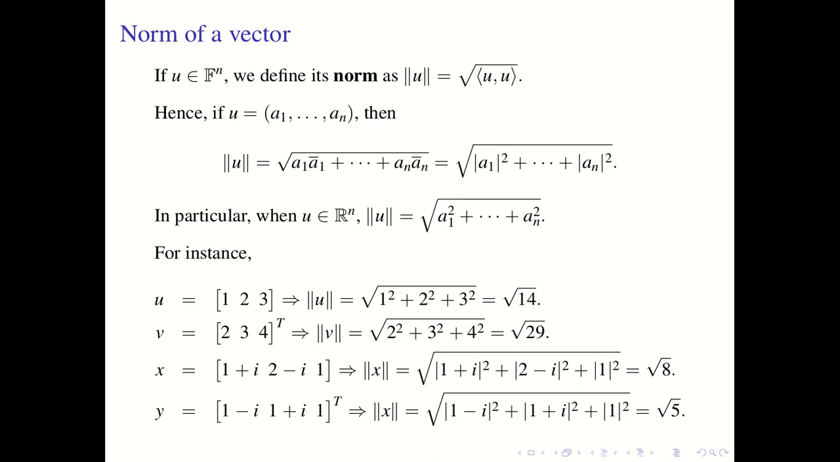For example, if u is a vector in R3, 1 2 3, then norm of u is square root of 14. Similarly, if v is 2 3 4, then its norm is square root of 29. If x is 1 plus i, 2 minus i, 1, then norm of x is square root of 8, and similarly norm of y is square root of 5.